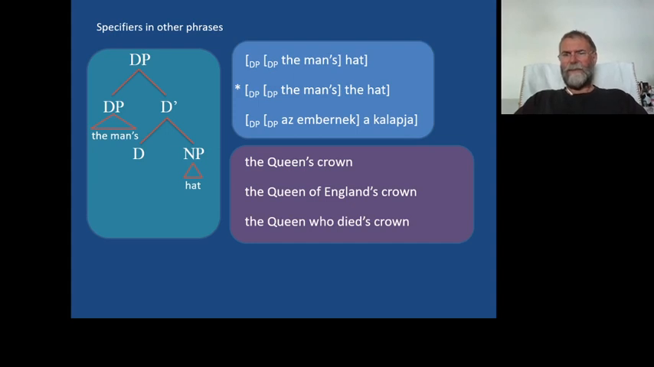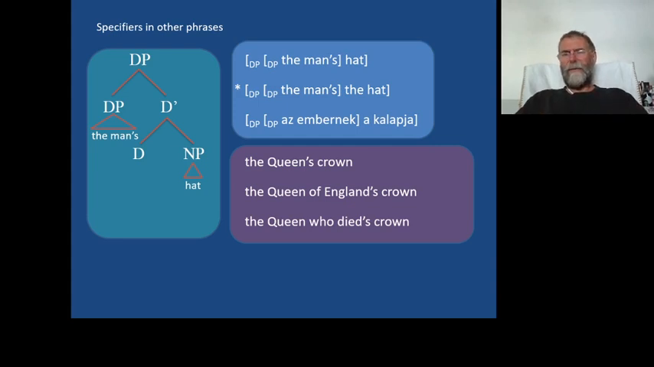You would think that the possessive marker should go on the thing that is the possessor, i.e. the Queen. And so this should be the Queen's of England crown. But that's not how it works. The third example is even worse. The Queen who died's crown. Here the possessive marker is on the verb, and verbs couldn't possibly be possessors. They don't express the same kind of meanings that a possessor could be.